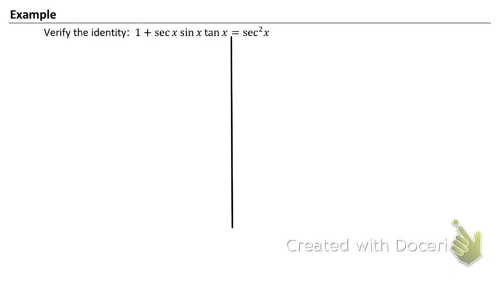Now, like it says up there, usually you pick the more complicated of the two sides. This is just secant squared. This is 1 plus secant times sine times tangent, so this is our more complicated side. We're going to work on this side. All we're going to really do is simplify this side as best we can and hope it comes out to being that secant squared x. So the first thing I'm going to note, see how this is secant?